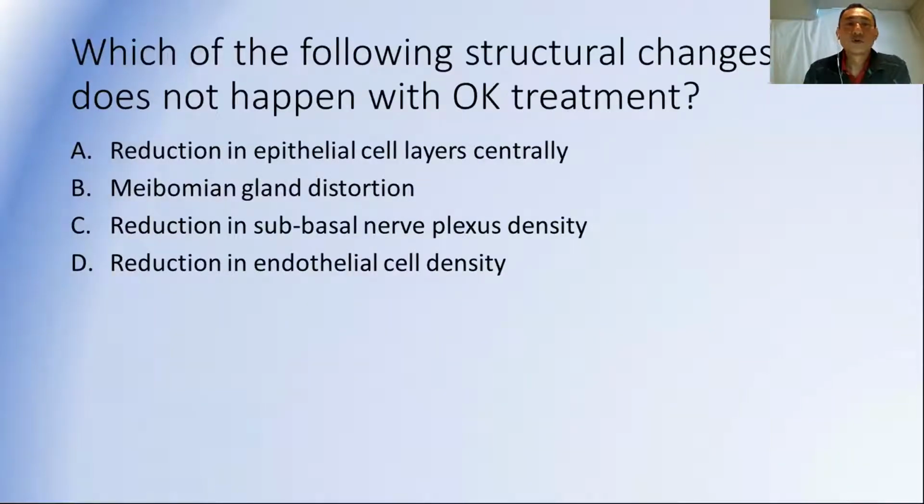All right, so the next poll question. Which of the following structural changes does not happen with Ortho-K treatment? Reduction in epithelial cell layers centrally, meibomian gland distortion, reduction in subbasal nerve plexus density, or reduction in endothelial cell density.